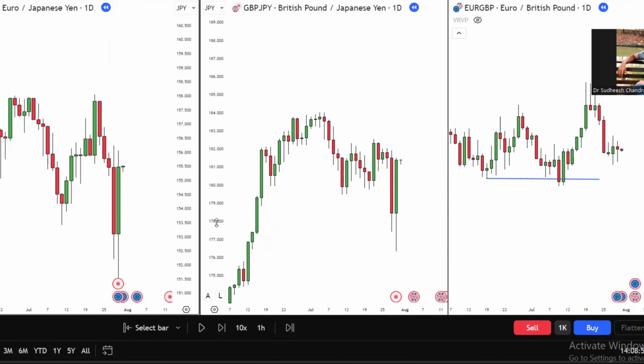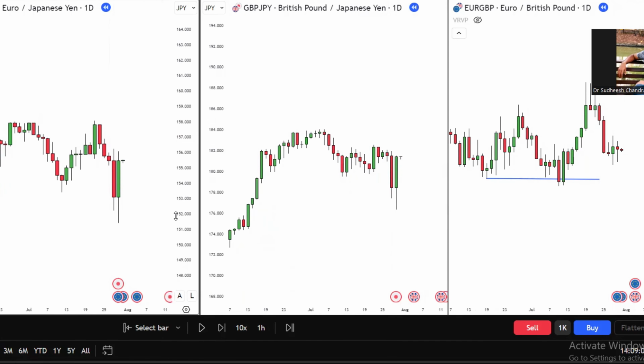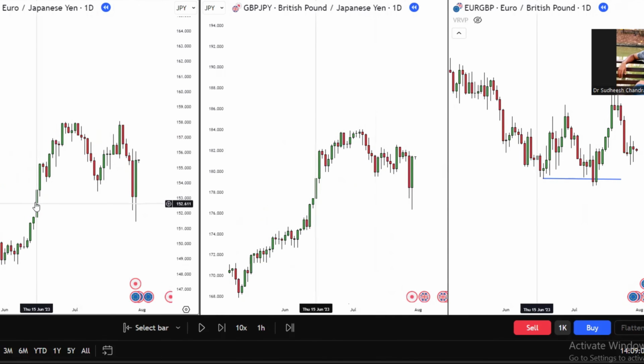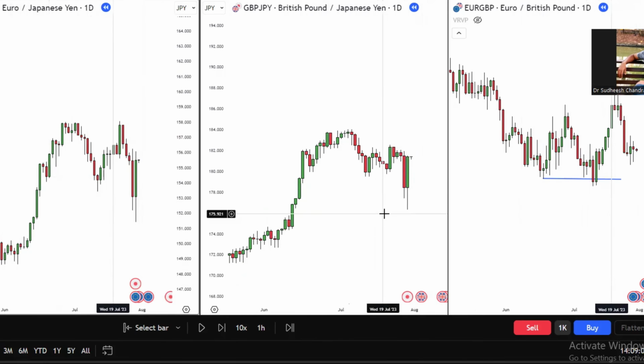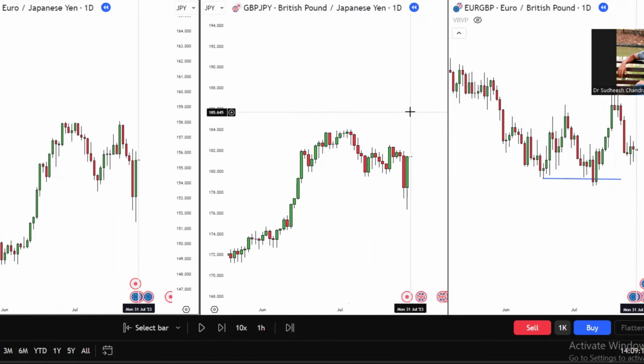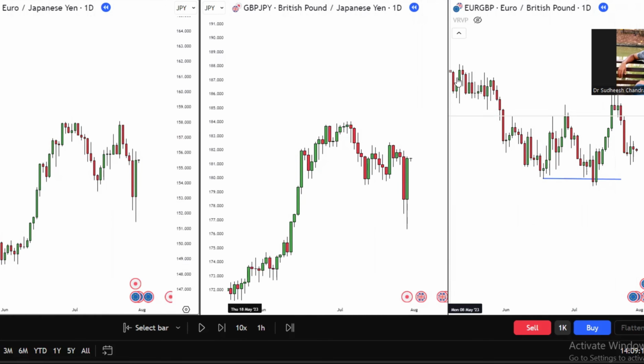So you could see that on this pair, right, we took external range liquidity. We also tagged a point of interest, which is a fair value gap. We expect price to move up, right? The same here. We expect price to move up. But even ignoring this, you could see that this is the strongest pair. This shows some strength compared to this.